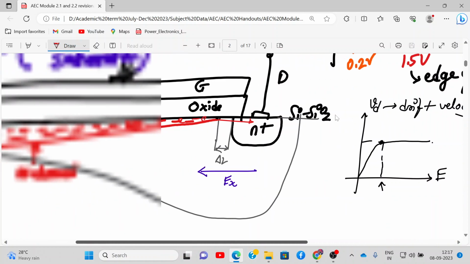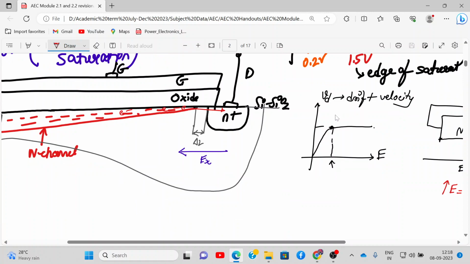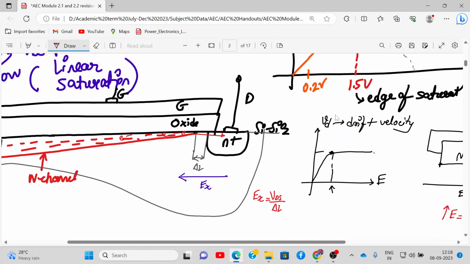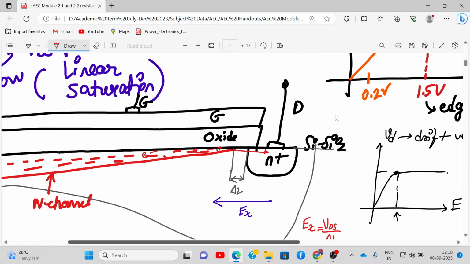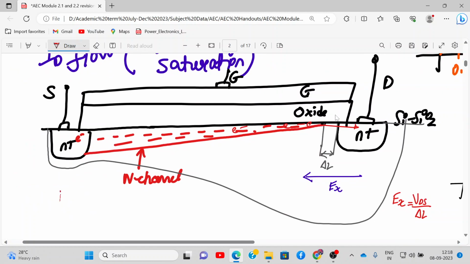Yes, sir. So right now, what is the electric field Ex, what is the voltage applied Vds, and what is the length delta L? Now this delta L is very, very small. If L is 45 nanometer, you can imagine delta L will be very small. It will be less than, let's say, 0.5 nanometer. Nanometer is 10 raised to minus 9 meters.